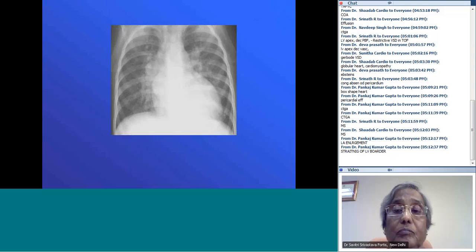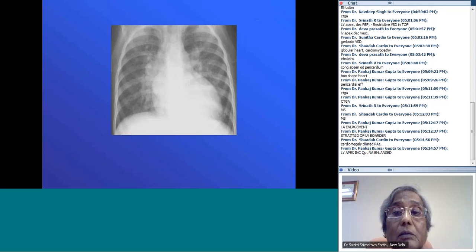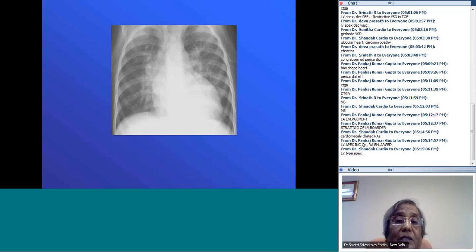So I'll go ahead with my description. Now this patient has a typical LV configuration. This is a classical LV configuration. Now this is not the main pulmonary artery. You see a bulge in the main pulmonary artery.